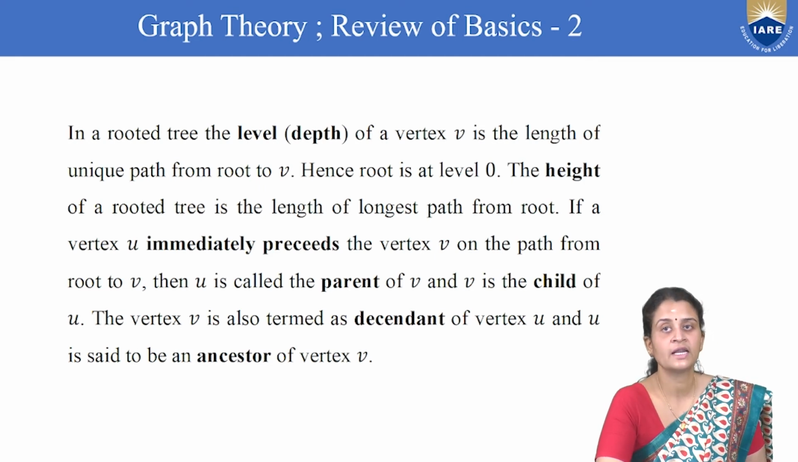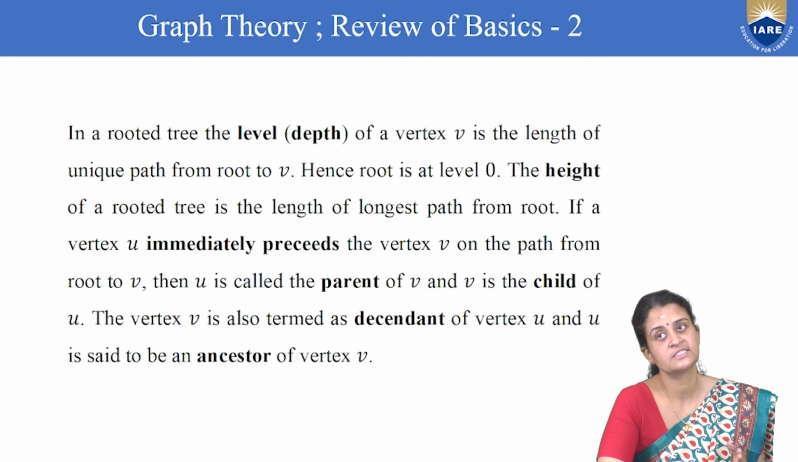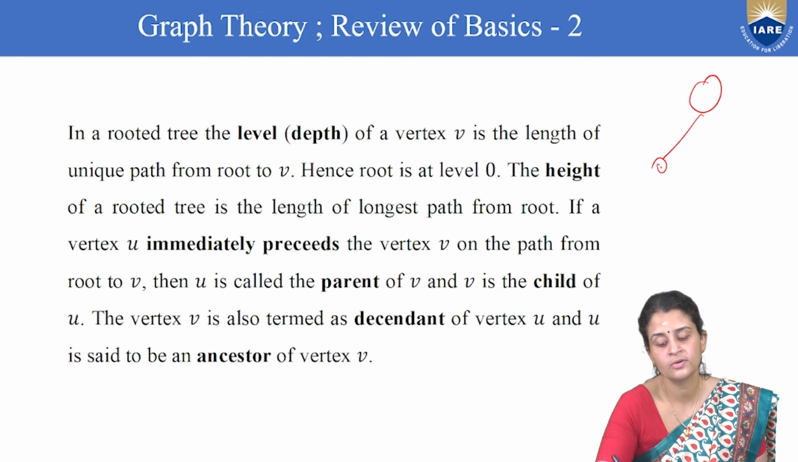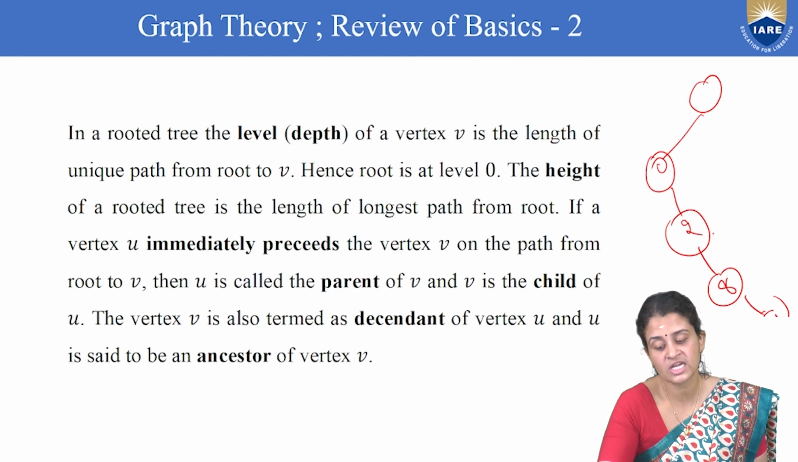In a rooted tree, the level or depth of a vertex is the length of the unique path from the root to V. That is, when we were considering that, from start we went to 0, from there we went to 2, and from there we went to 8, and from there we went to 11. And this 11 is at level 1, 2, 3, 4.